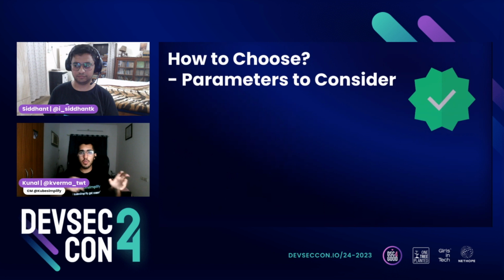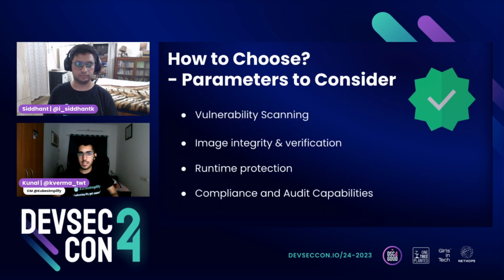Now, before moving on to the tools, we can quickly see how to actually choose a tool. What are the parameters that you can consider before jumping on to choosing a particular tool which adheres to the principles of your particular organization? So these are a few things that you should always consider when you are choosing a tool. One is vulnerability scanning. Again, I mentioned always regularly scanning for known vulnerabilities or unknown vulnerabilities as well. That is pretty essential when we're talking about different aspects of a container architecture.